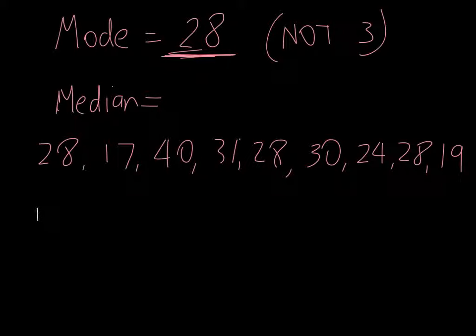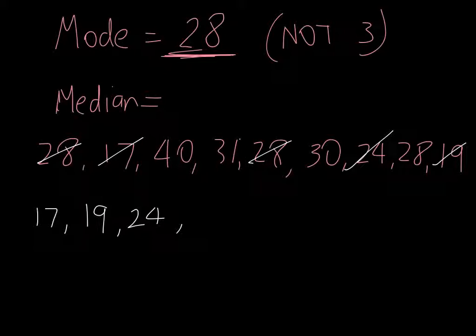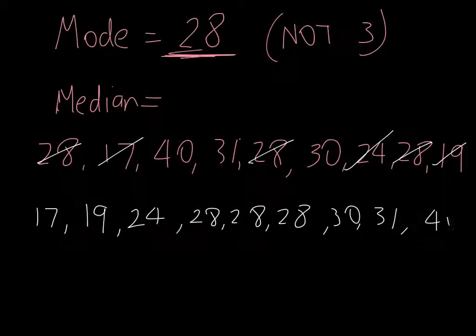So the lowest one is 17. Okay, well, just to be sure, we'll cross them off as we go. Then 19. The next one was 24. We've got our 28s coming next. We have 3 of those. Then what's next? A 30, a 31, and a 40. 1, 2, 3. Now let's just confirm I've got 1, 2, 3, 4, 5, 6, 7, 8, 9. Good. I haven't forgotten about anything.